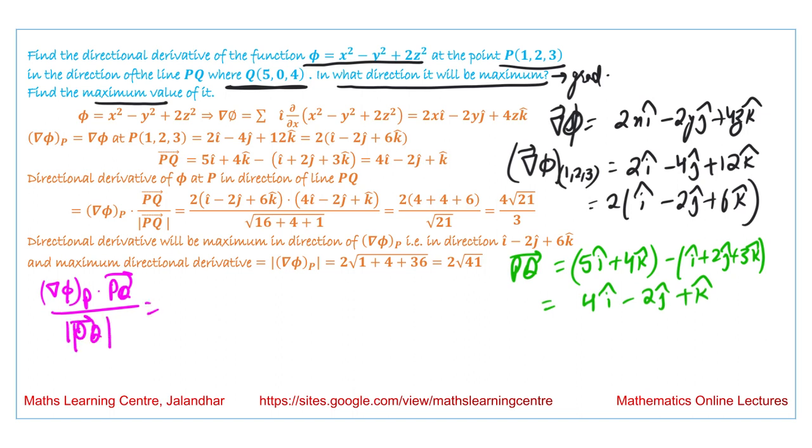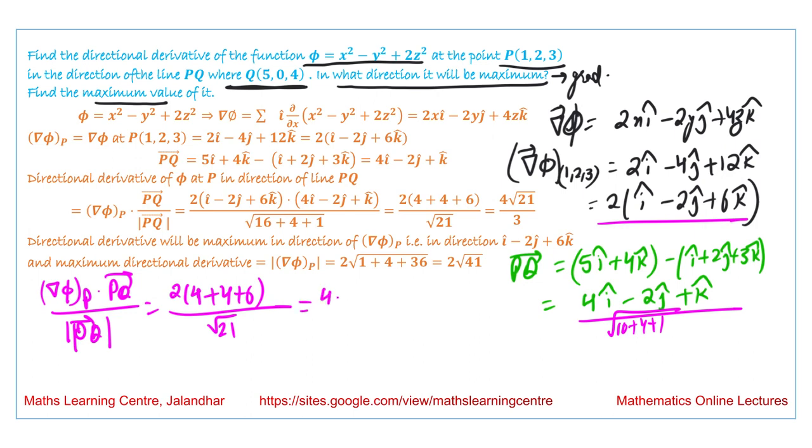So the answer we obtain is 2 into, we are taking the dot product of these two vectors. The answer we are getting is 4 plus 4 plus 6 divided by the mod of this, which is the square root of 16 plus 4 plus 1. So we are getting the square root of 21. If we solve this and rationalize, we get 4 root 21 by 3. This is the directional derivative in the direction of the PQ vector.